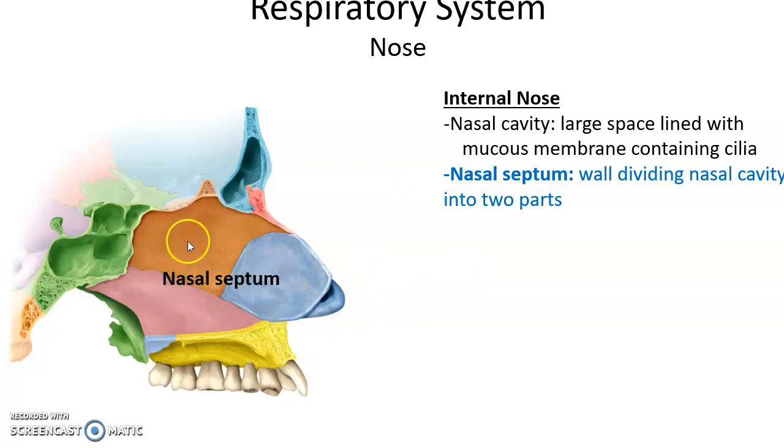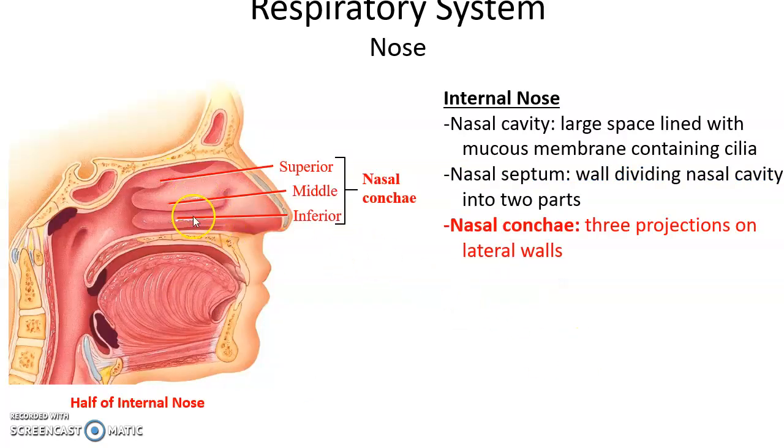Within the nose is also a wall called the nasal septum. This divides the nasal cavity into two parts, two sides, a right side and a left side. There are these three bumps coming off the lateral walls of each side of the nasal cavity. These are called the nasal conchae. So one nasal concha, three nasal conchae. Turns out there are actually six because it's three on each side. And they push into the airspace. When air comes into the nasal cavity, it has to swirl around these structures, better mixing the air within the nasal cavity.